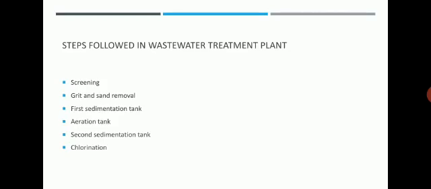And this sludge is then sent to another tank, that is called the digester tank, where it is decomposed with the help of anaerobic bacteria. With the help of anaerobic bacteria, this sludge helps in producing biogas, and the remaining is used as manure.